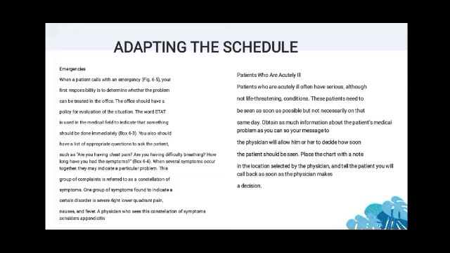Patients who are acutely ill often have serious, although not life-threatening conditions. These patients need to be seen as soon as possible, but not necessarily on that same day. Obtain as much information about the patient's medical problem as you can, so your message to the physician will allow him or her to decide how soon the patient should be seen. Place the chart with a note in the location selected by the physician and tell the patient you will call back as soon as the physician makes a decision.